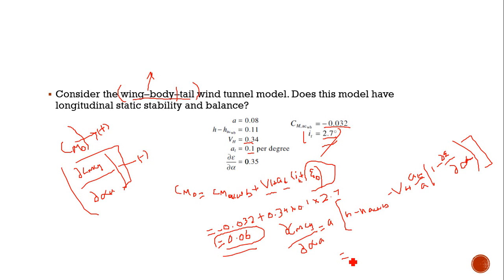Guys, whether you are solving the sum. Sir, minus 0.08, minus 0.8625. Okay, fine. So the answer is negative only. So we know that if CM0 is positive and dou CM_cg divided by dou alpha is negative, straight away we can say the aircraft is longitudinally statically stable and balanced.